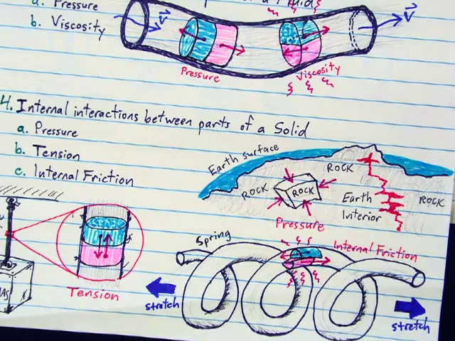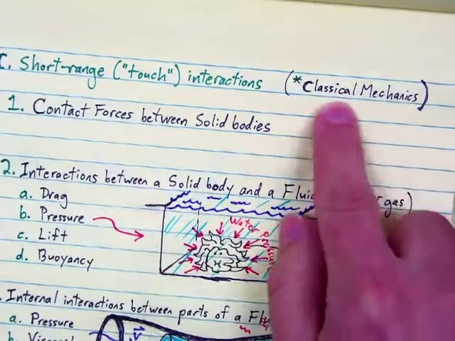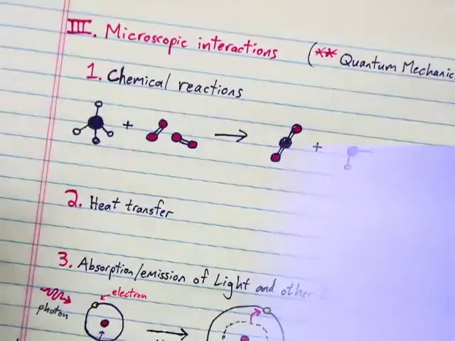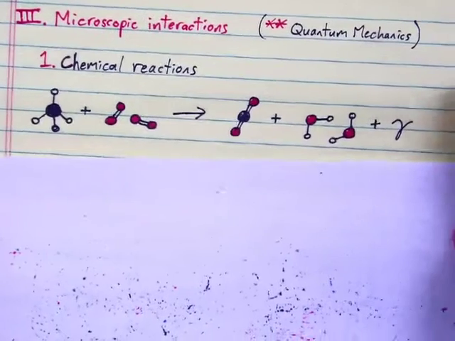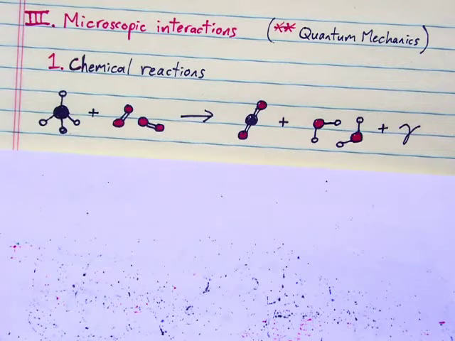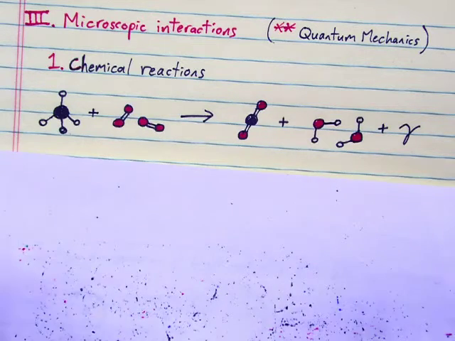That covers our short-range interactions, our touch interactions, and that's the end of what we can describe with classical mechanics. So let's switch over to looking at what we can describe with quantum mechanics. Microscopic interactions down on the nanoscale. Chemical reactions fall into this category, of course. That is rearrangements of electrons between atoms and between and within molecules.